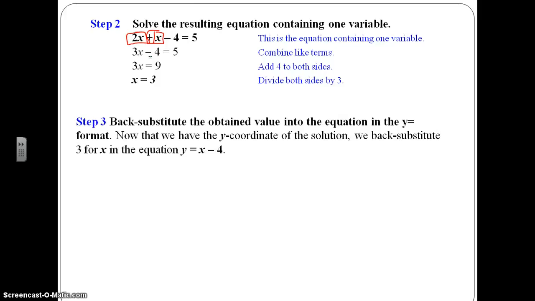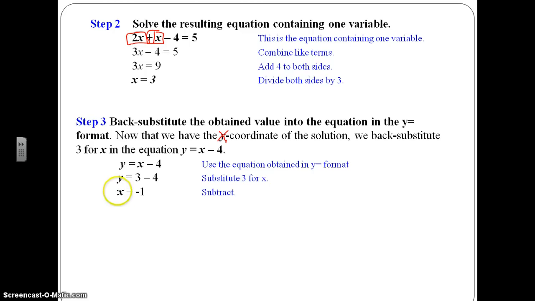Then step 3 says to back substitute the obtained value into the equation in y equals format. Now that we have the x coordinate of the solution, we back substitute 3 for x into the equation y equals x minus 4. So we're going to substitute in 3 into x, and now we're going to just subtract. 3 minus 4 gives me negative 1, and this should be y. Sorry, y'all. I guess I didn't really look over the video before I started it. Okay, so it should be y equals negative 1.